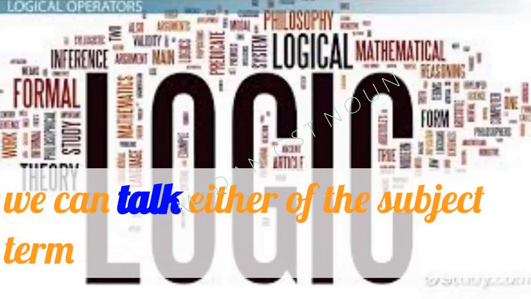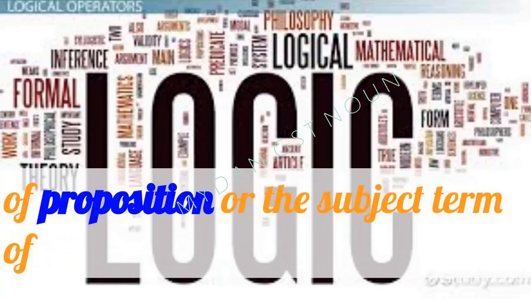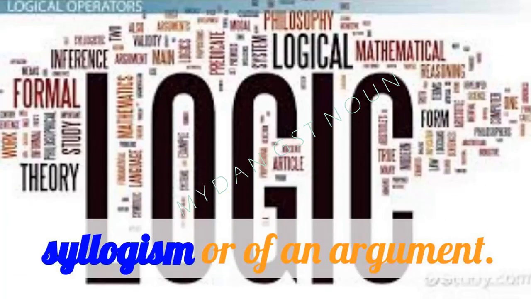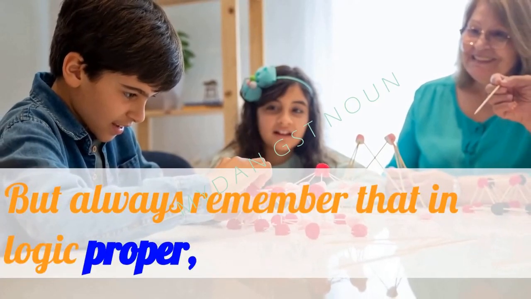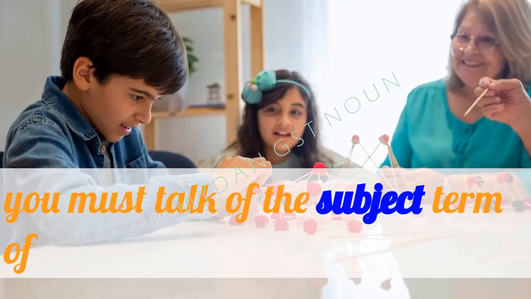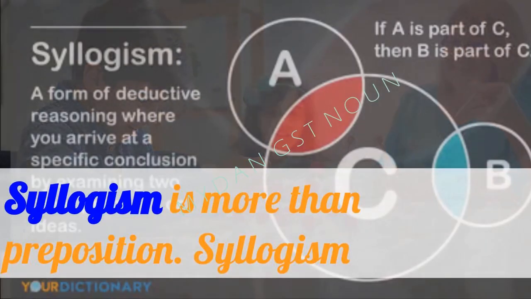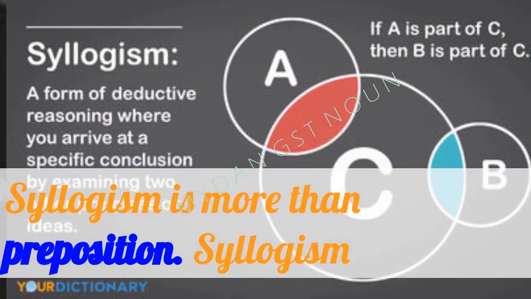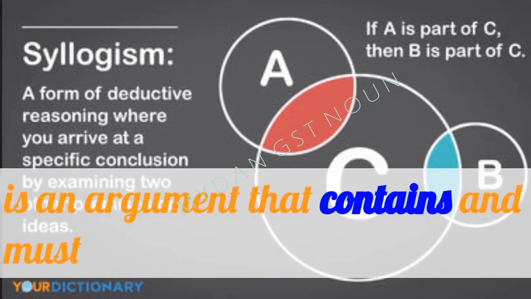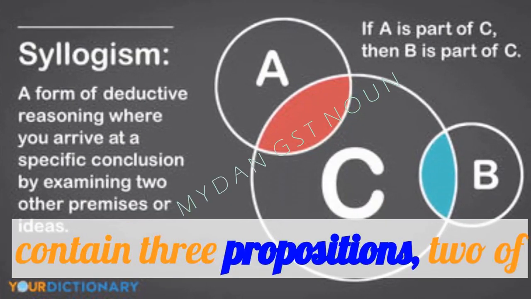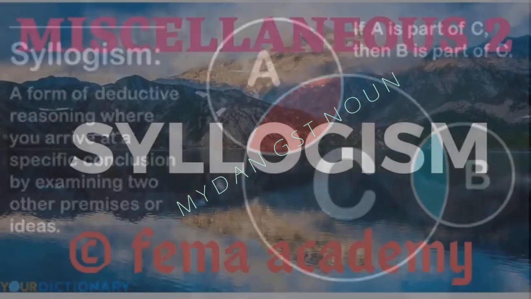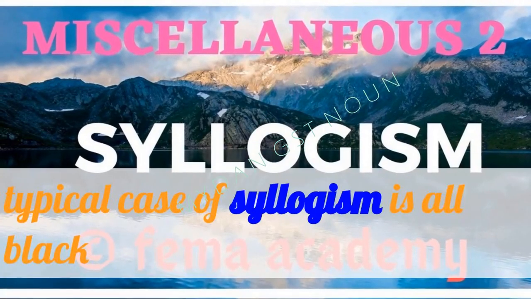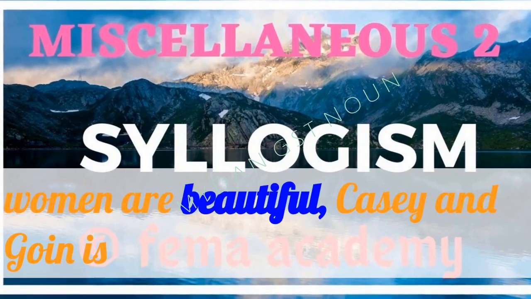Remember that we can talk either of the subject term of a proposition or the subject term of a syllogism or of an argument. But always remember that in logic proper, you must talk of the subject term of a proposition. A syllogism is more than a proposition. A syllogism is an argument that contains and must contain three propositions, two of which are called the premises and one the conclusion. A typical case of a syllogism is: All black women are beautiful.